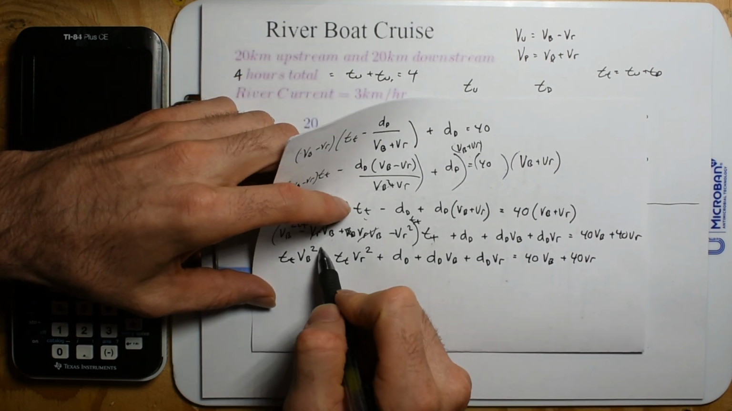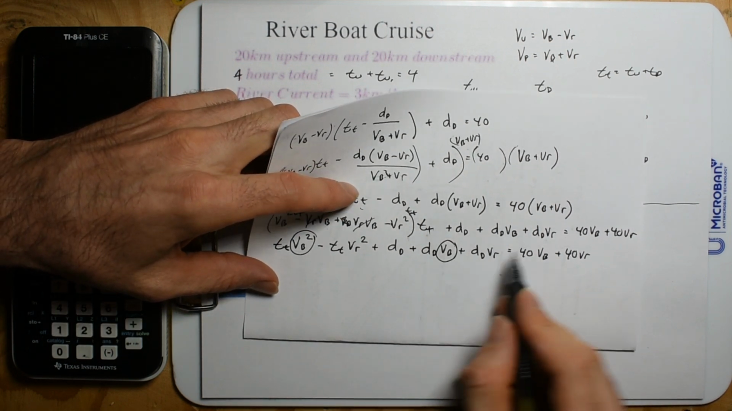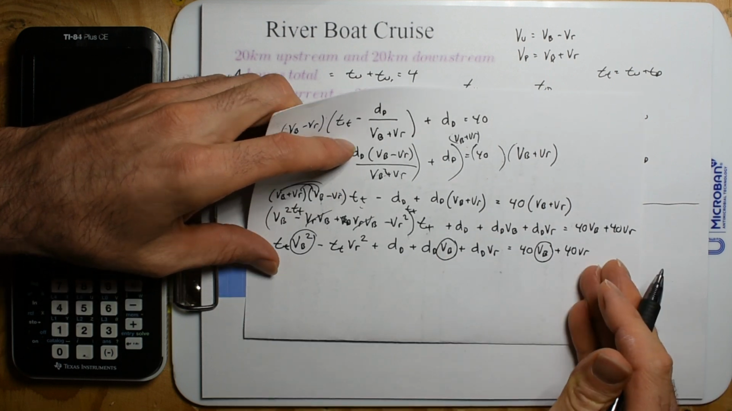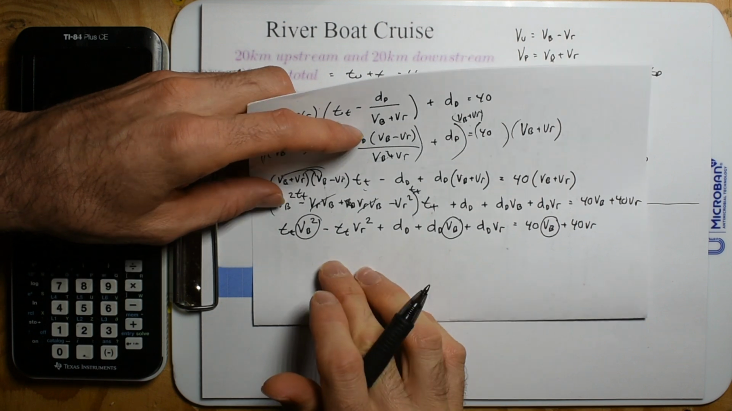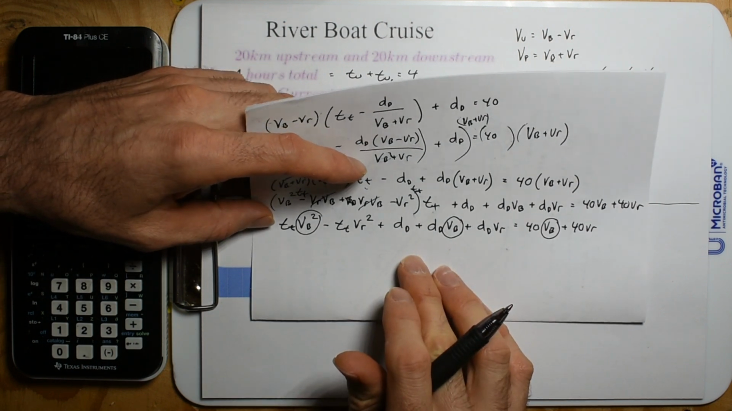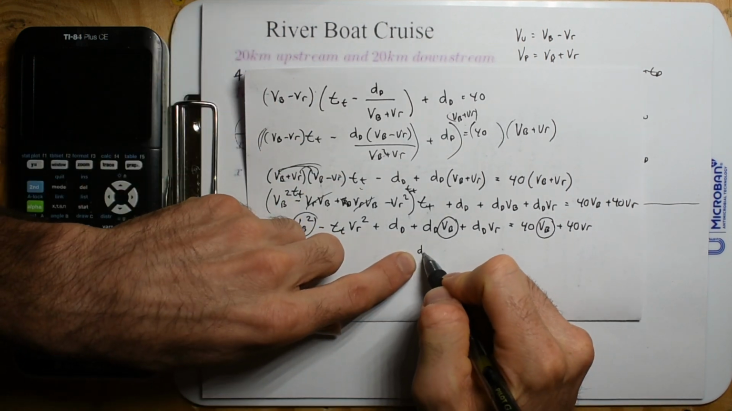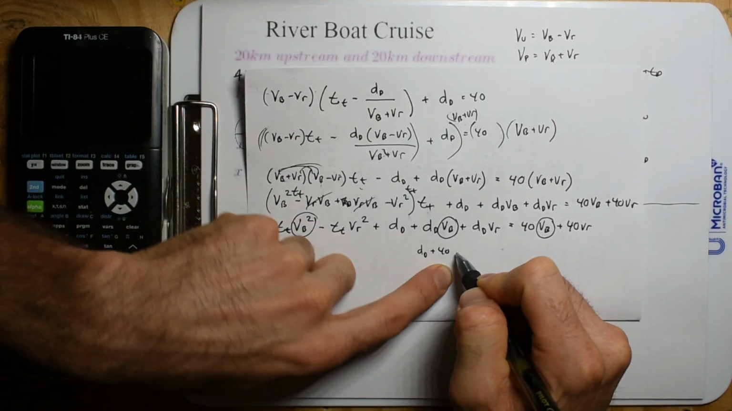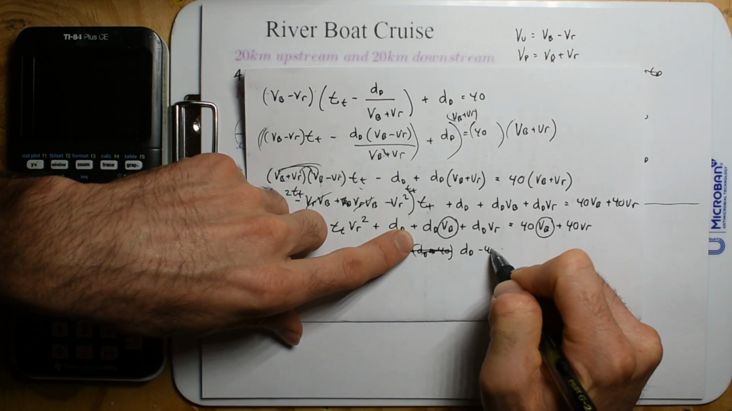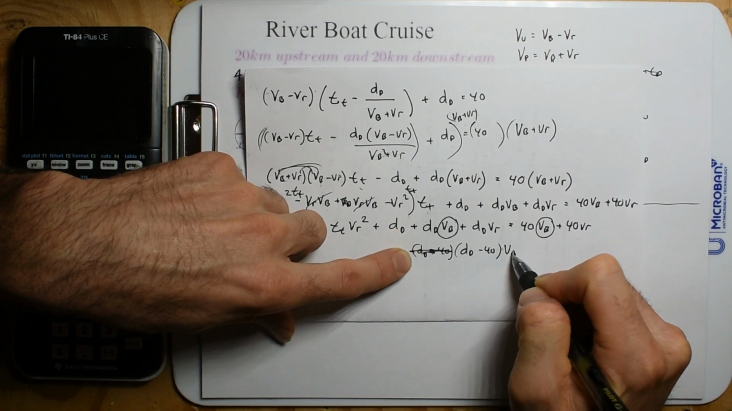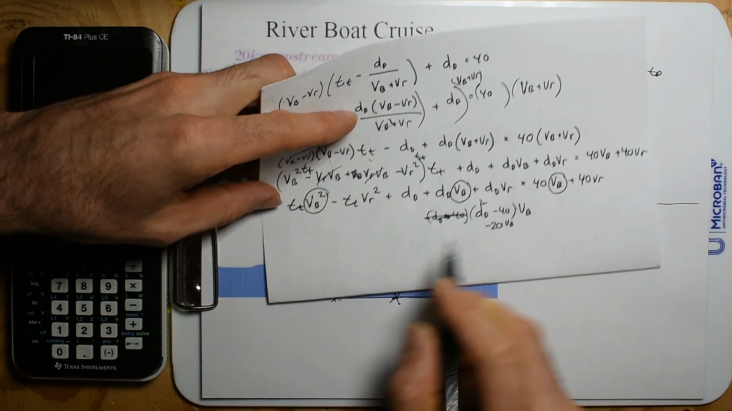So there's a VB squared, there's just a VB, and there's a VB. Everything else is a constant, and so now we can get it into a quadratic equation. On this side, you're going to have distance downstream plus 40, or actually subtract, sorry. So you're going to have distance downstream minus 40 times VB. So that's going to be 20 minus 40, so we get negative 20 VB. Let's write this out.